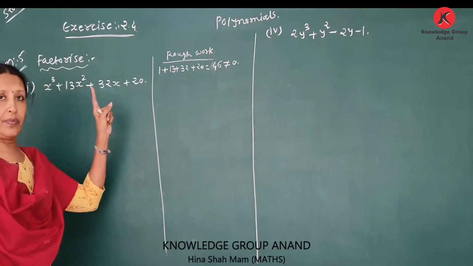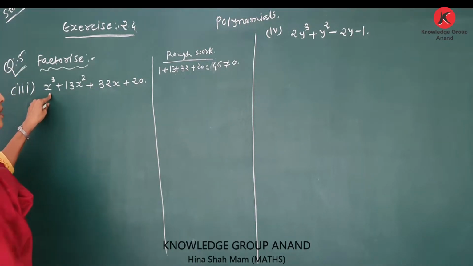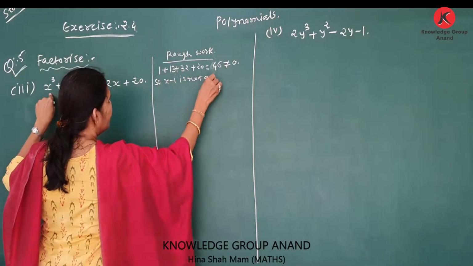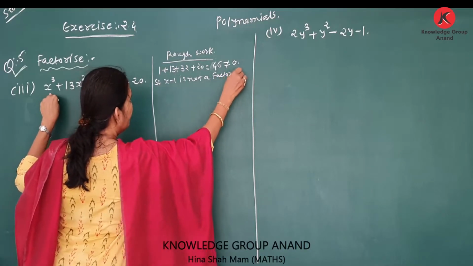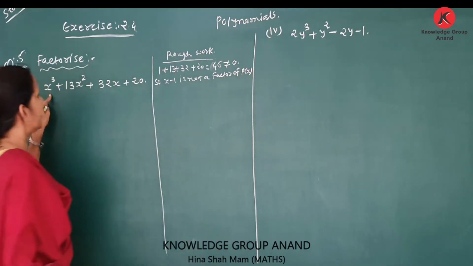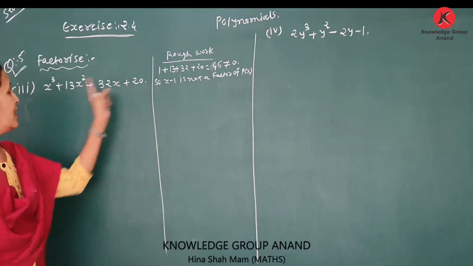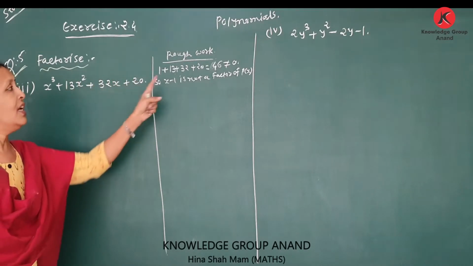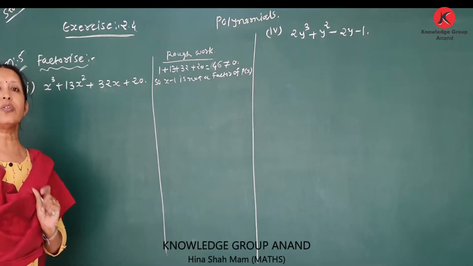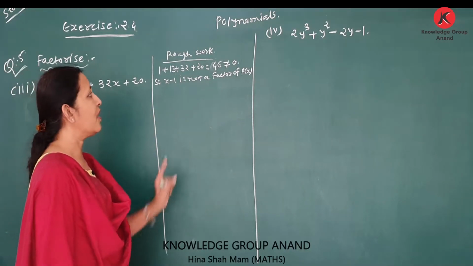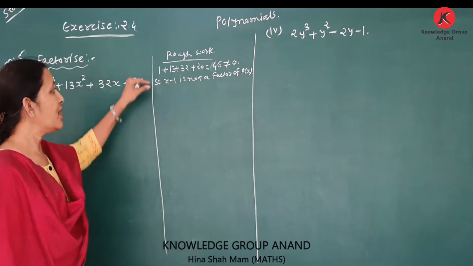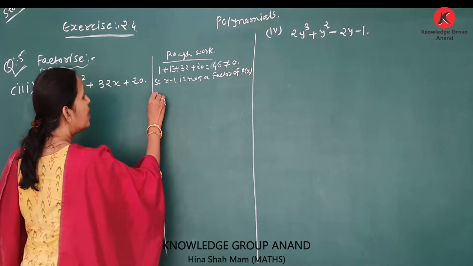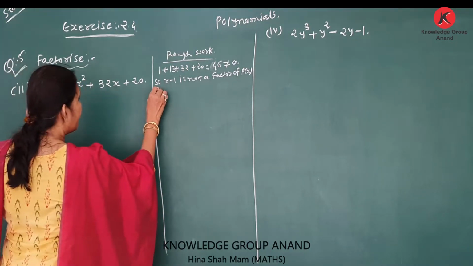Because here I put the value of x equal to 1. So x minus 1 is not a factor of P(x). I put x equal to 1, then 1 cube plus 13 into 1 square plus 32 into 1 plus 20 is equal to 66, which is not equal to 0. Therefore, x minus 1 is not a factor of P(x). Now, our trial method: putting x equal to minus 1.